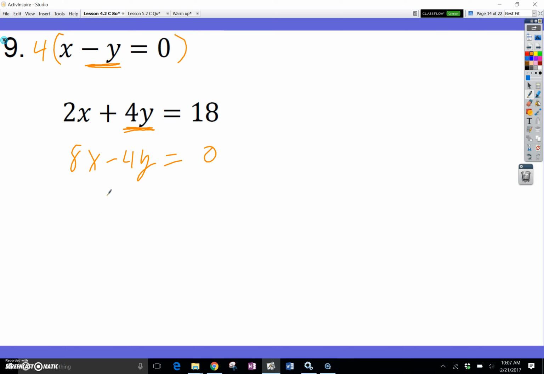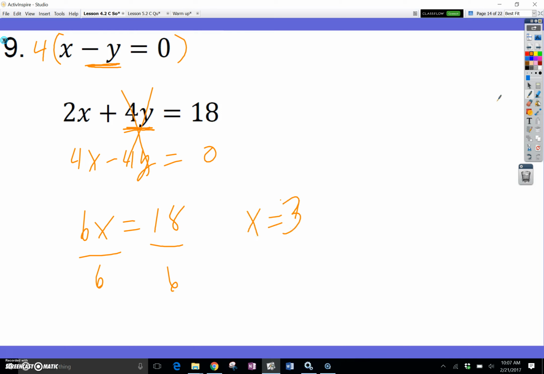When I add all these up, these cancel, and I'm sorry, I don't get that many x's, I only get 4x. So those are going to cancel. I'm going to be left with 6x is equal to 18. And when I divide both sides by 6, I'm going to get x equals 3.